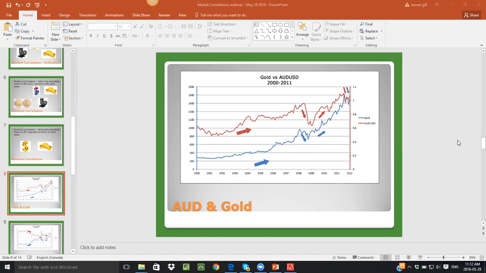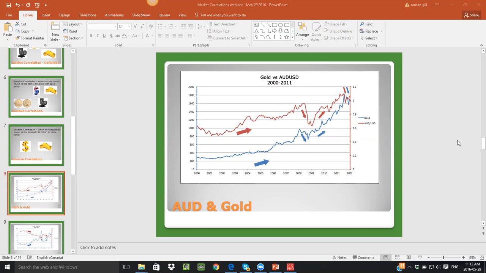So because we are using Australian dollars to buy gold, there is a demand that gets created for Australian dollars in order to buy gold. And as a result, when gold prices go up, you have to exchange and get more Australian dollars in order to be able to buy that. So gold and Australian dollar both will go up in the same direction. They're positively correlated.